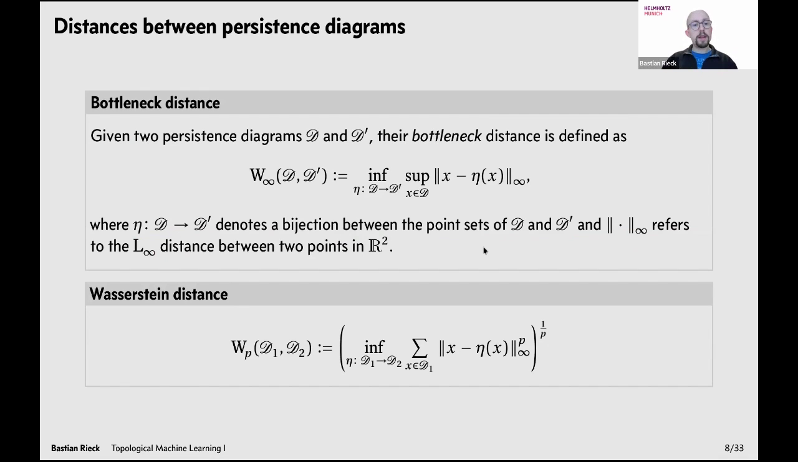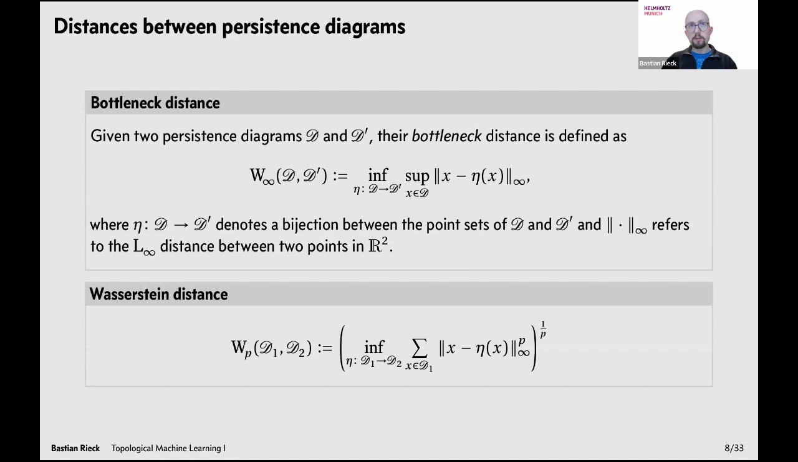So I'm just recapitulating a couple of things that you will have seen already, of course. So we can calculate distances between persistence diagrams. So for instance, we can calculate the bottleneck distance between those diagrams, which involves solving an optimal transport problem. So we find the best bijection between the point sets, and we do this using the L-infinity distance. Or we can extend this distance to the Wasserstein distance. Instead of solving this supremum here, we can also solve an infimum over all these costs and weigh that appropriately.